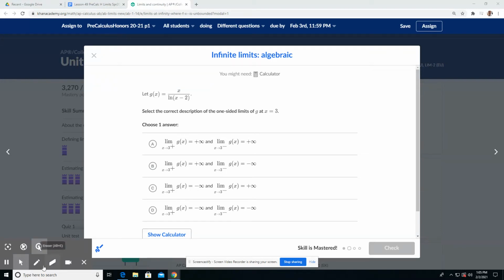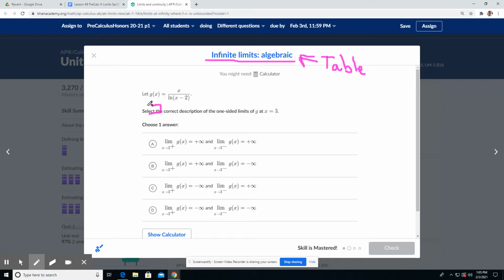We are doing infinite limits and going about it algebraically. Basically that means that we're using a table to answer the question. All right, so let's go ahead and go through it. They're giving us a function, g of x, which is x over the natural log of x minus 2.